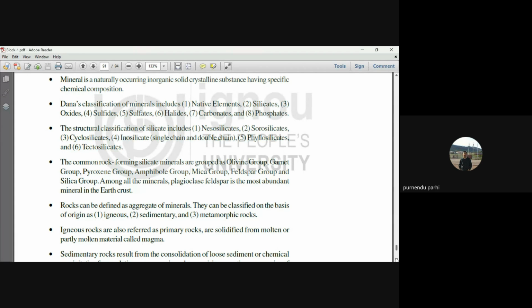The common silicate minerals are grouped as the olivine group, garnet group, pyroxene group, feldspar group, and silica group. Among all the minerals, plagioclase feldspar is the most abundant mineral in the earth's crust. Rocks can be defined as aggregates of minerals. There are igneous, sedimentary, and metamorphic rocks.